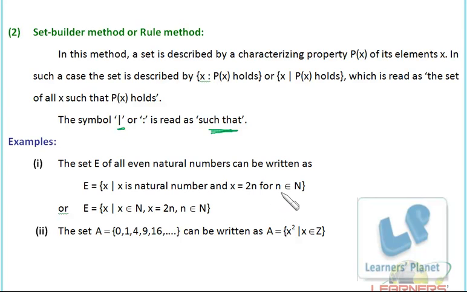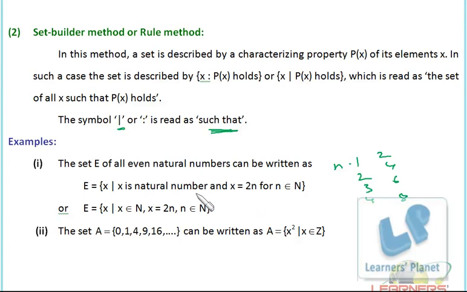So this n is actually what? It's a natural number, right? n belongs to N. This n is an element of the set of natural numbers, and what is the definition of this x? That is 2n. So whatever the value of n is there, suppose n may be 1, 2, 3, 4, so x will be 2, 4, 6, 8. Right? So this is the method, or we can say set builder method or rule method.